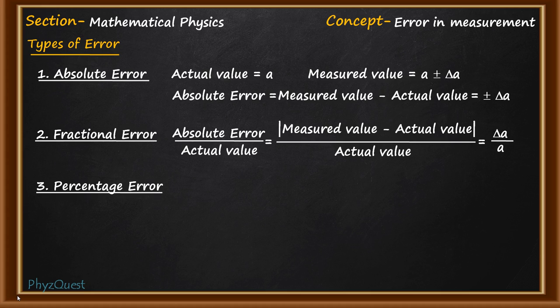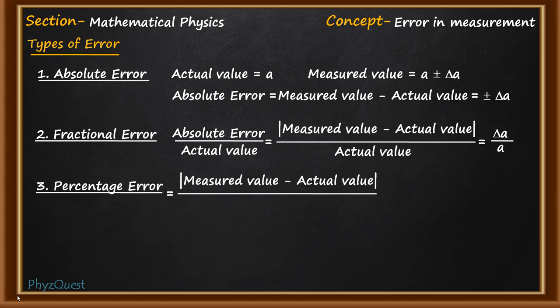Next is the percentage error. Percentage error is when the fractional error is expressed in terms of percentage. That means when you multiply 100 to the fractional error, it will give you the percentage error. So here percentage error will be equal to the modulus of the measured value minus the actual value, divided by the actual value, multiplied with 100. Mathematically we can write this as delta a by a into 100.